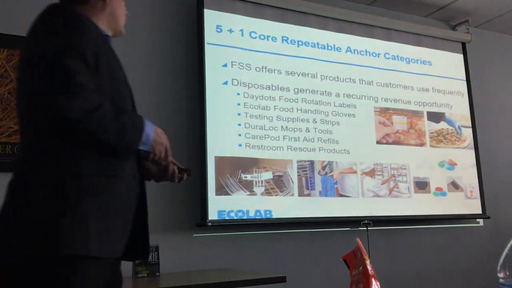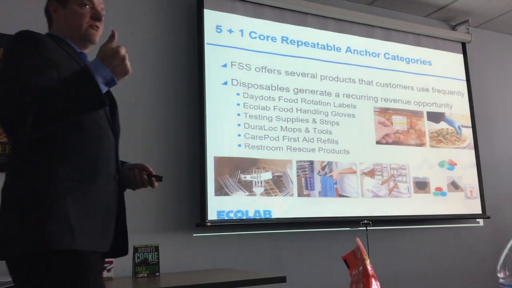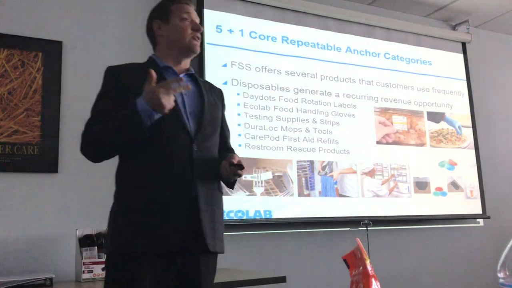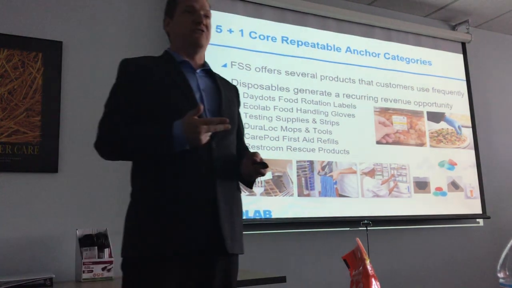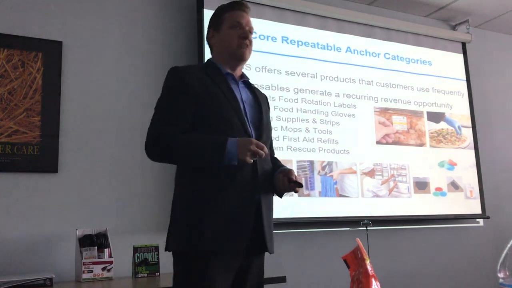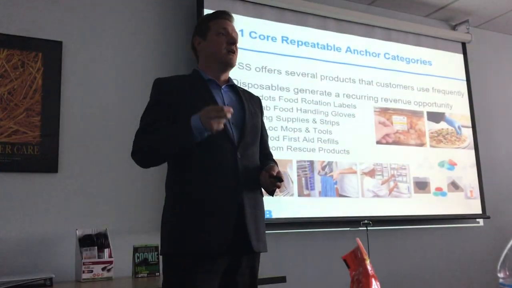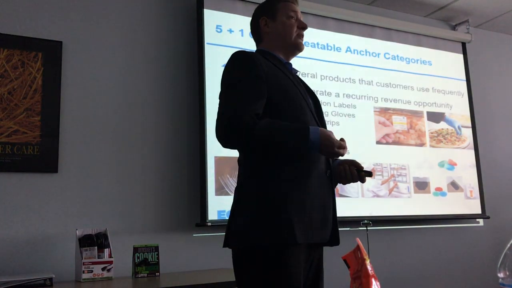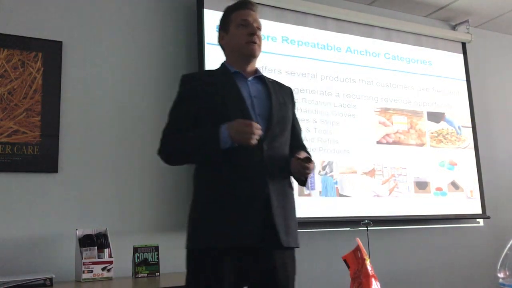So this is the 5+1 core categories. Labels. We always want to lead with labels. Gloves. Testing supplies. We're talking your QT40 test strips, your chlorine test strips, disposable thermometers, those little $2.50 dial thermometers that we have. We've got fryolator test strips. If you have customers with Victory or AFVT, we have those test strips.